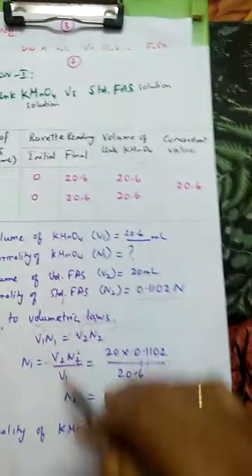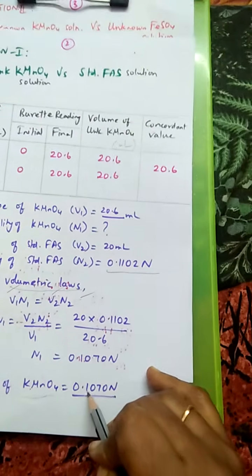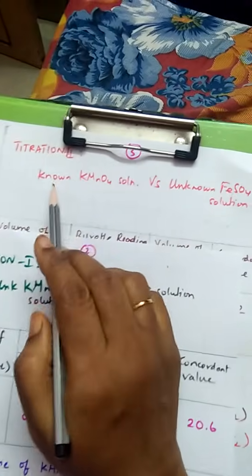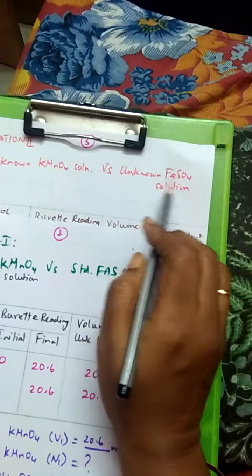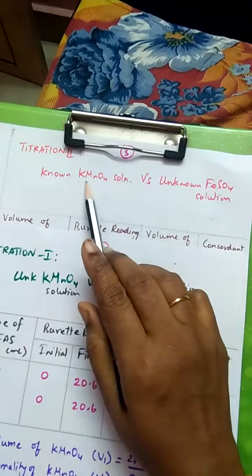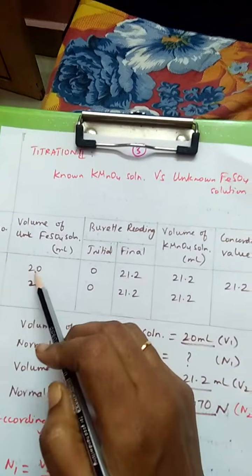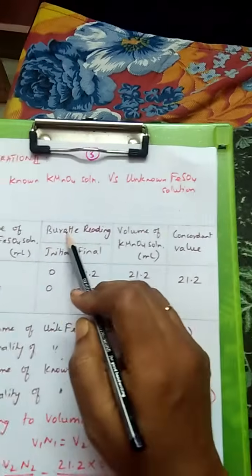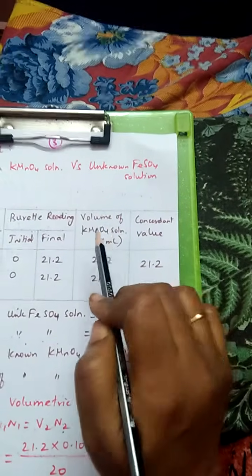This is the first iteration. The first iteration is meant for finding the normality of KMnO4. This normality will be substituted in the second iteration. We already know that the second iteration is between known KMnO4, because its normality is now known, versus unknown ferrous sulfate solution. Here also potassium permanganate is taken in the burette and ferrous sulfate in the pipette. So the volume of unknown ferrous sulfate solution, the pipette solution, will be exactly 20 ml, with burette reading initial and final. The burette reading always corresponds to the volume of KMnO4 in permanganometric titration, the concordant titer value.